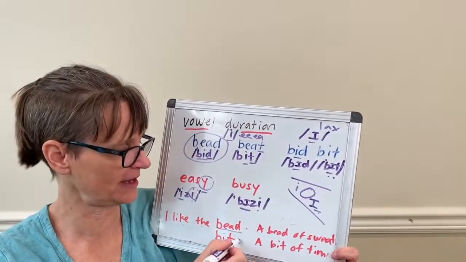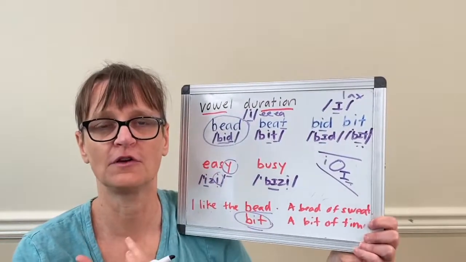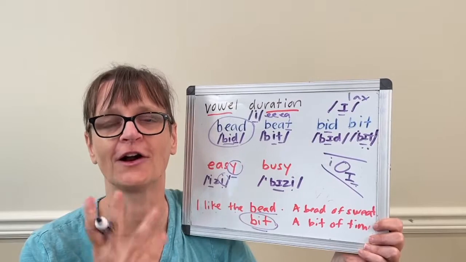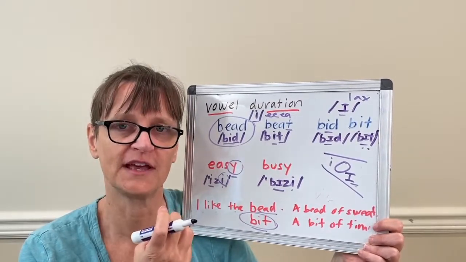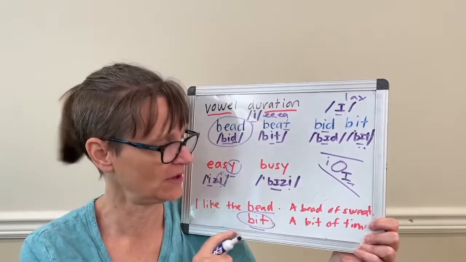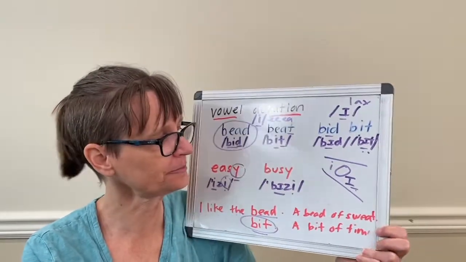So this is another place where people will have difficulty. They might say, I like the beat, because they're having to hold it longer. Instead of making the I vowel longer, they tend to go with the tense vowel. But we need to keep that lax vowel there.